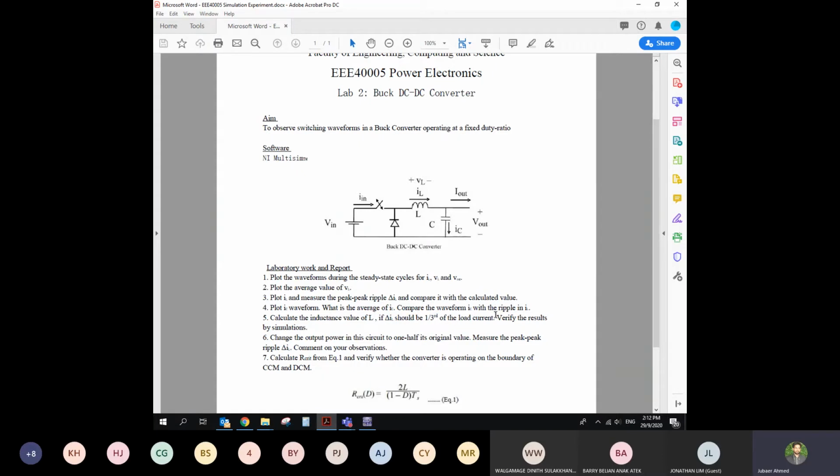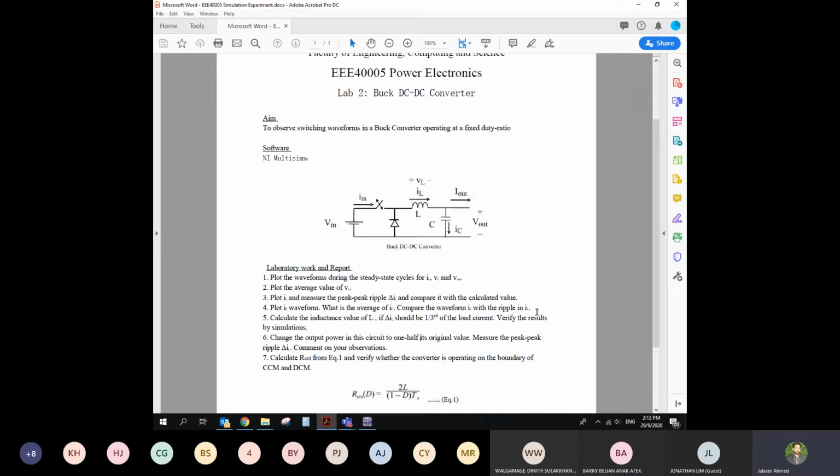So after finding the inductor value by calculation, you have to put the value in the circuit. Then you have to verify that your ripple is really decreased to 1/3 of the load current. Okay. Change the output power of the circuit to 1/2 of its original value. Okay, so input power and output power, you have to adjust it. Measure the peak to peak ripple IL. So when the power on the output side is half, you have to measure the ripple.